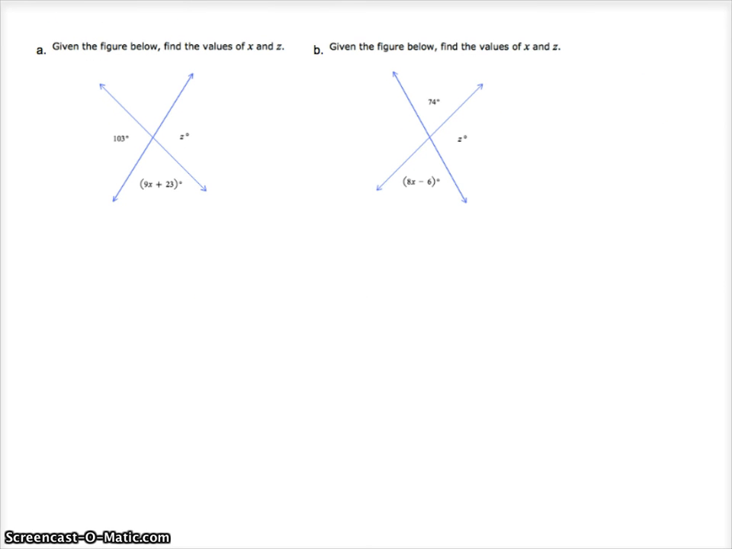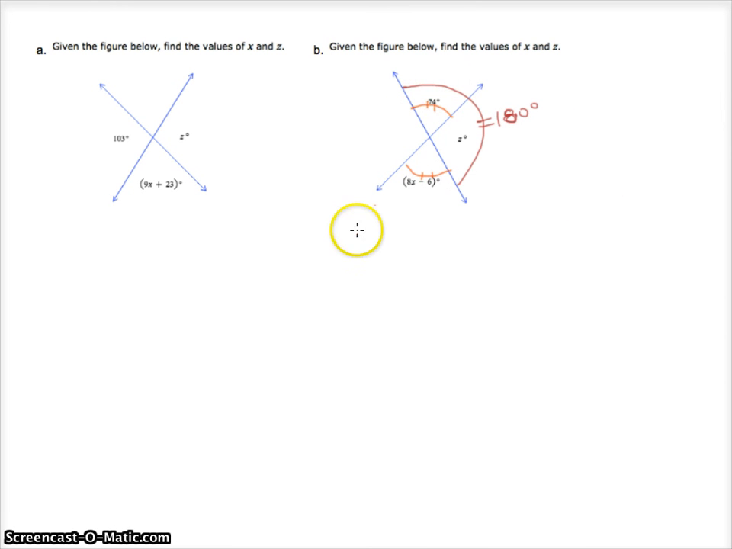Okay, I want to look at letter B because letter B is a little different than the example that we practiced earlier. The first thing we're going to do is find our vertical angles. And so 74 and 8x minus 6 are my vertical angles. So these ones are congruent. And then I also want to identify what my supplementary angle is. And the main supplementary angle I want to focus on is 74 and z. So these go together to make 180 degrees. Okay, so let's use those facts to solve for these variables.